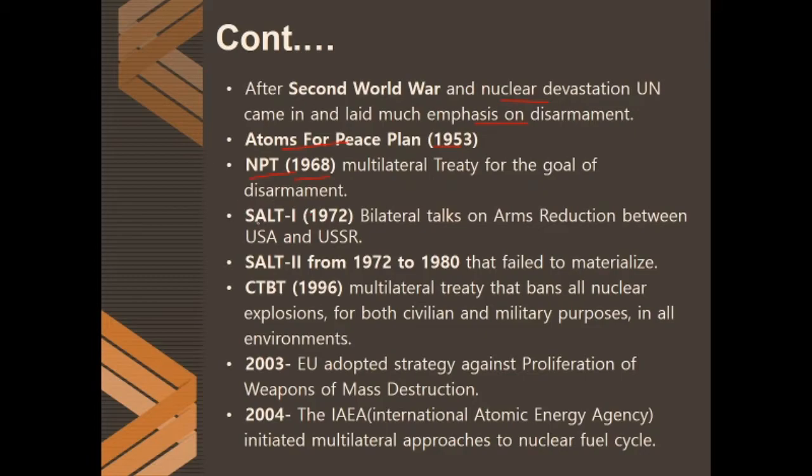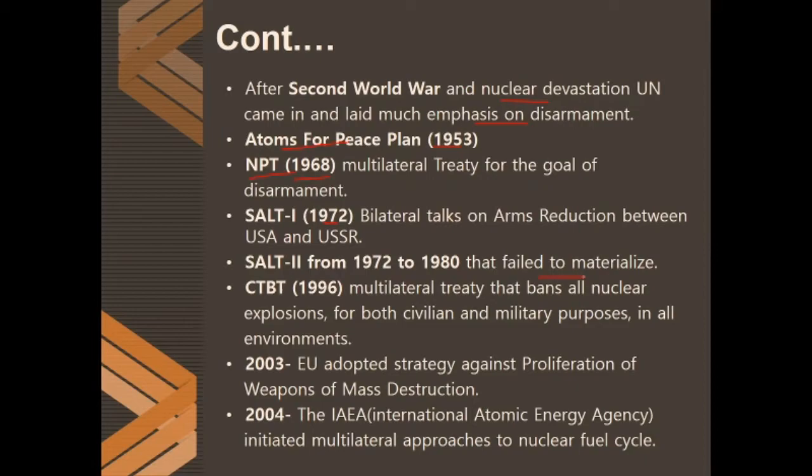Then the SALT talks happened between the USA and the USSR. SALT 1, 1972. SALT is the abbreviation of Strategic Arms Limitation Treaty. It was bilateral talks on arms reductions between the US and USSR, setting up a particular aggregate on strategic offensive weapons systems and imposing qualitative restraints on existing and future strategic systems. That was SALT 1. Then SALT 2 came in the 1980s. These talks happened from 1972 to 1980 but failed to materialize because there were some misunderstandings between the USA and the USSR.